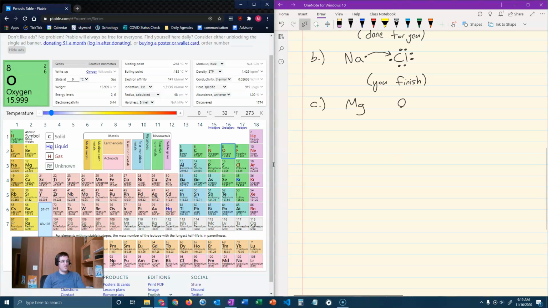Letter C, very similar, except magnesium now is in group 2. Magnesium has 2 valence electrons, so it wants to donate 2. Oxygen has 6 valence electrons because it's in group 16. So to get to 8, octet rule, it needs 2 more. 6 valence, 7, 8, 2 more. Go ahead and try and draw a picture of this. We did this one yesterday in our notes if you need to look. Pause in 3, 2, 1.